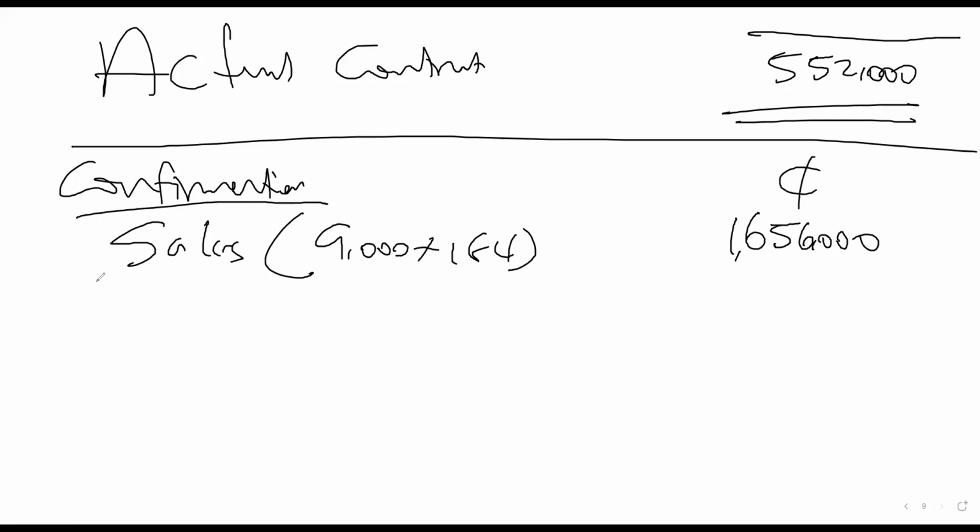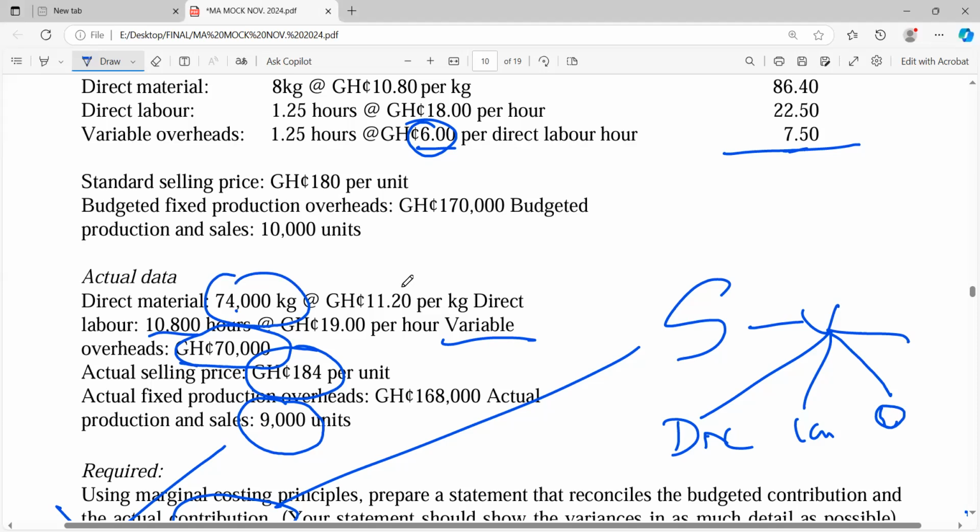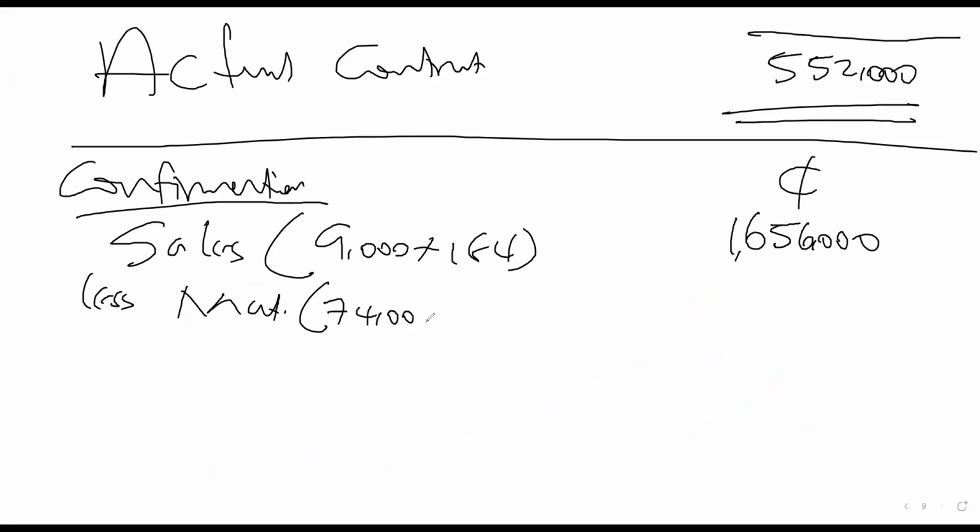Okay, then let's do your material cost here. Multiply the actual material, 74,000 times 11.2. That's 828,800.